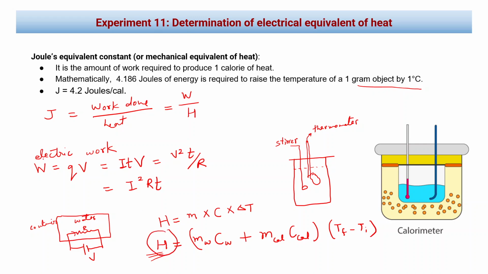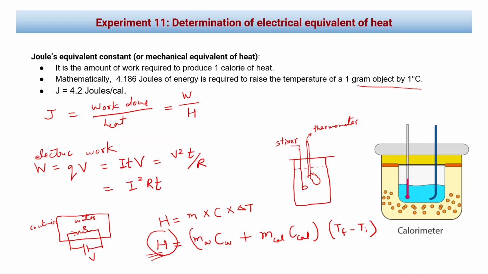Now, electrical work: whatever voltage we are supplying, we'll connect the ammeter and see what current we are supplying, and with the known resistor, for what time we are supplying the current. Depending on that, we will be able to calculate the electric work.